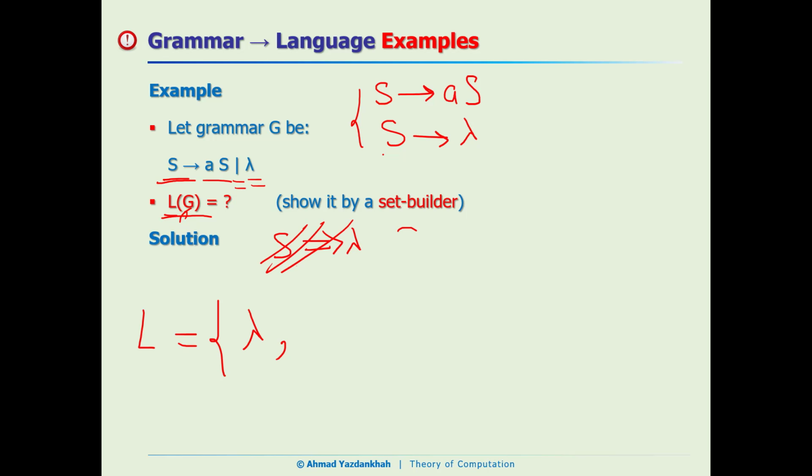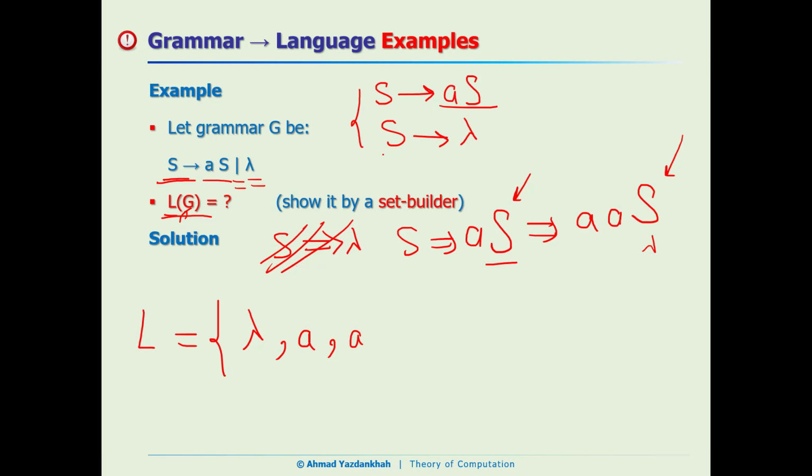What else? S derives A S, and this S can be substituted with lambda, which gives us A. So the next one is A. And what else? This S could be substituted with another AS, and this S could be substituted with lambda. Then it would give us AA. And you see where we are going, right?